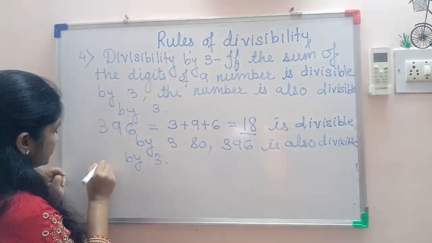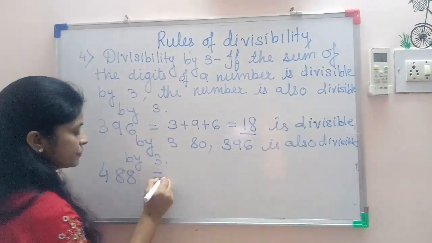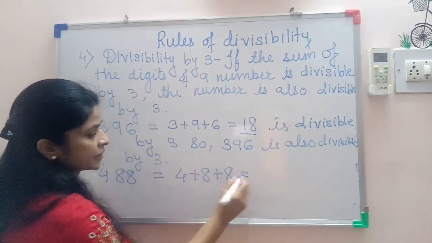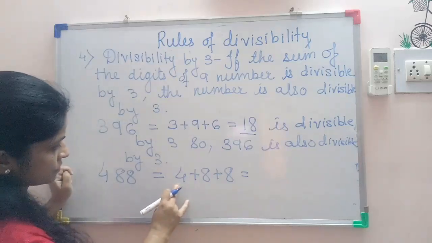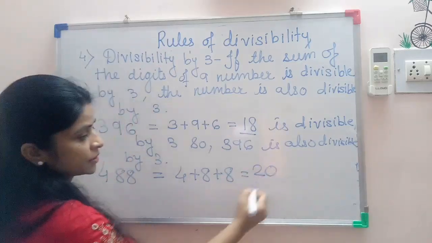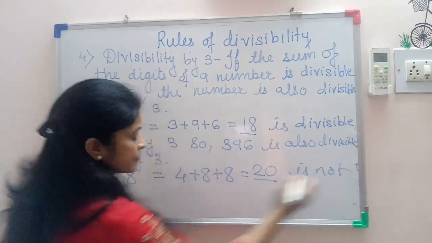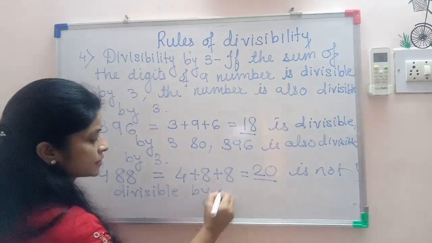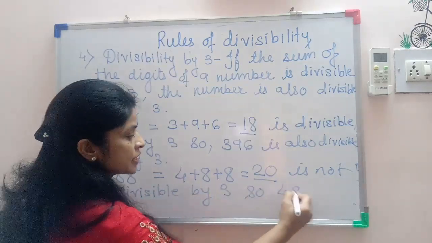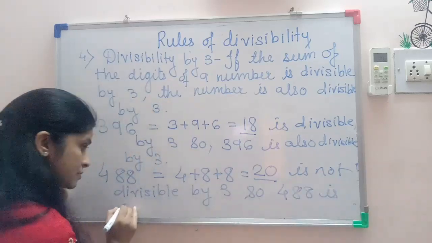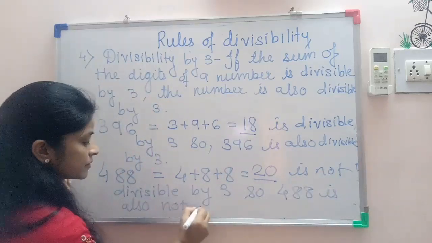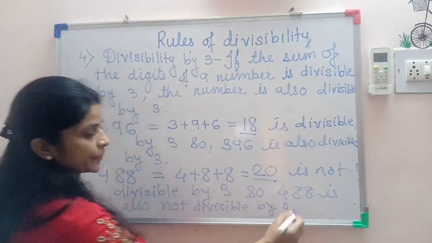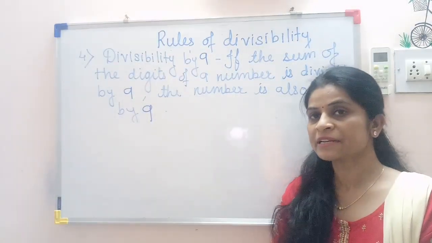Now the next example, 488. When we add all the digits, 8 plus 8, 16 plus 4, 20. Now 20 is not divisible by 3. So 488 is also not divisible by 3.